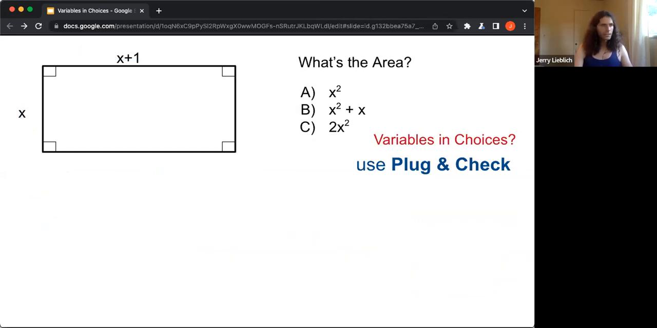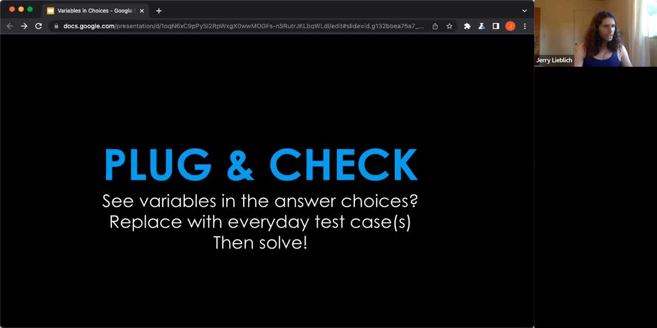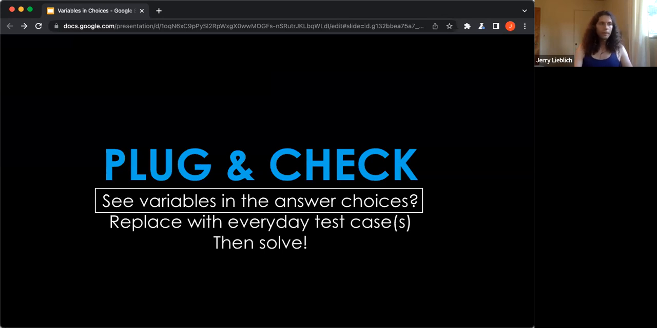So this is the plug and check method. And the key is, when do I use it? I use it when I see variables in the answer choices. So that means when I'm starting a problem, I'm going to take a look at those answer choices and say, are there variables here? Do I want to use plug and check?